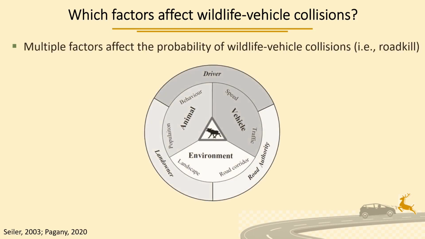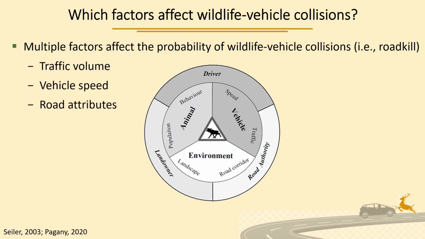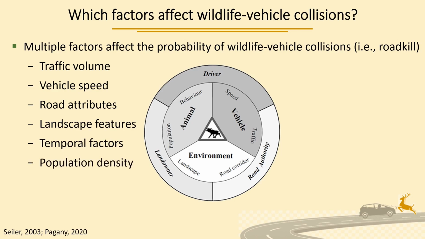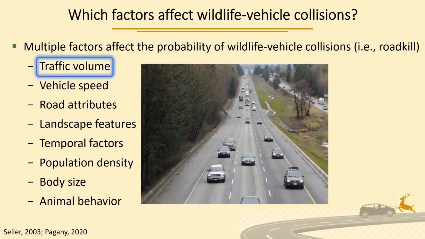There are various known factors, including traffic volume, vehicle speed, road attributes such as lighting and road barriers, landscape features, temporal factors such as the season, species population density, animal body size, and animal behavior. In this research, the focus was on the effects of traffic volume.